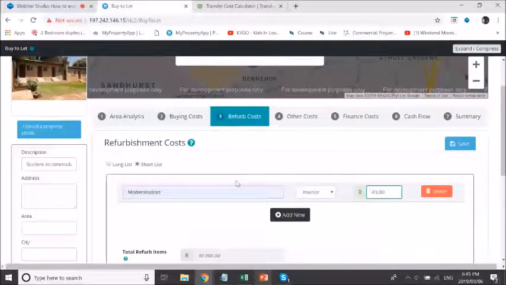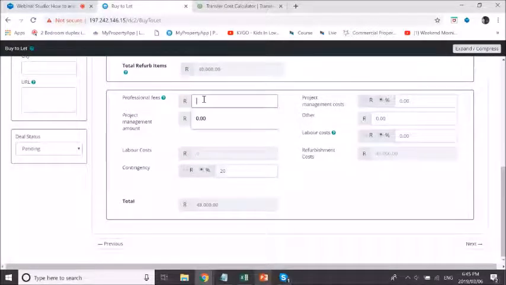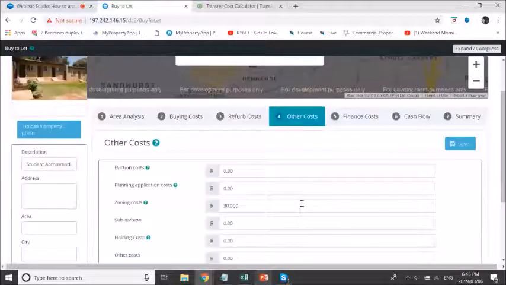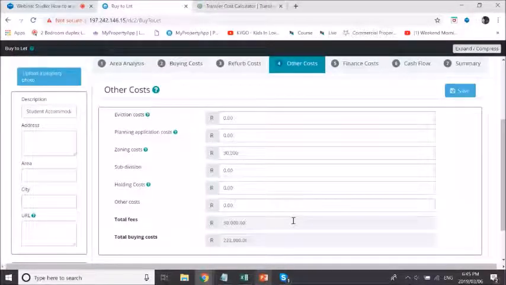So what I'm going to do is go to refurb, and under professional fees, I'm going to put 20,000 Rand for the architect who's already given me a quote. So that's a guaranteed figure. Other costs, I think we find there. So the total buying cost, all your money in the deal so far, is 222,000, which is your buying cost plus your renovations plus your other costs.